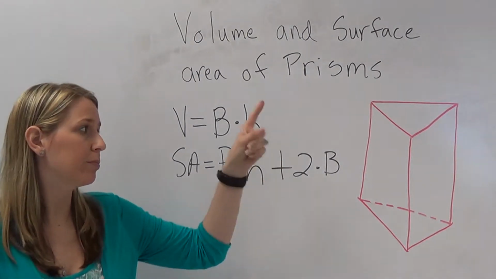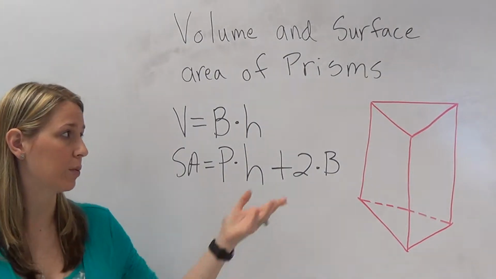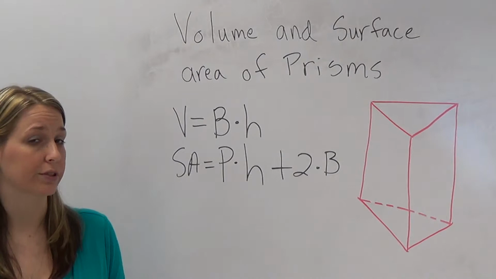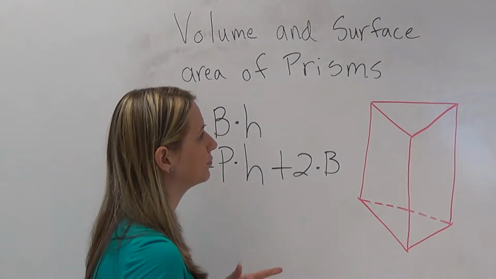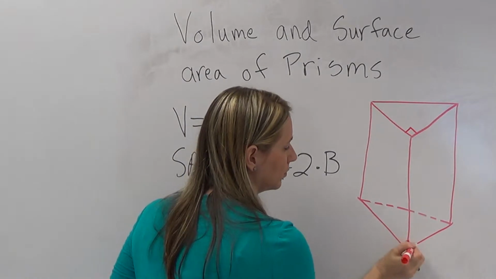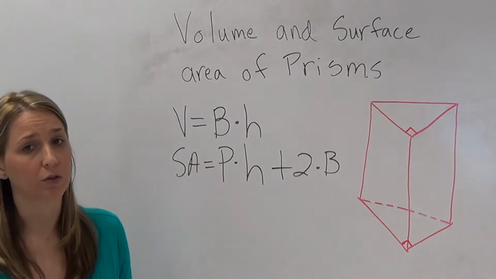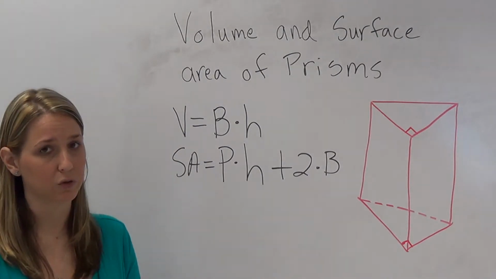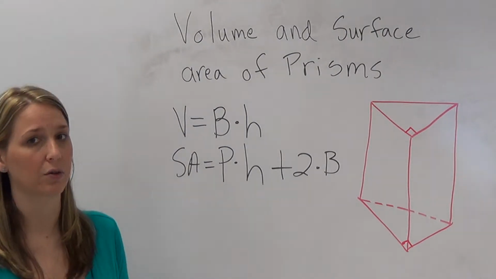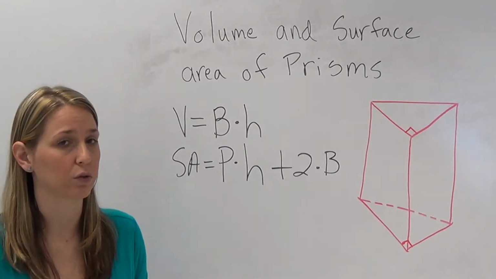So the shape of your base is really going to determine how you solve the problem. Okay, for example, in this triangular prism, let's make it a right triangle. You have to know the area of a triangle. Whatever your base is, you need to know the area formula for. So make sure you have area formulas on hand, or so that you can easily find the area formula.